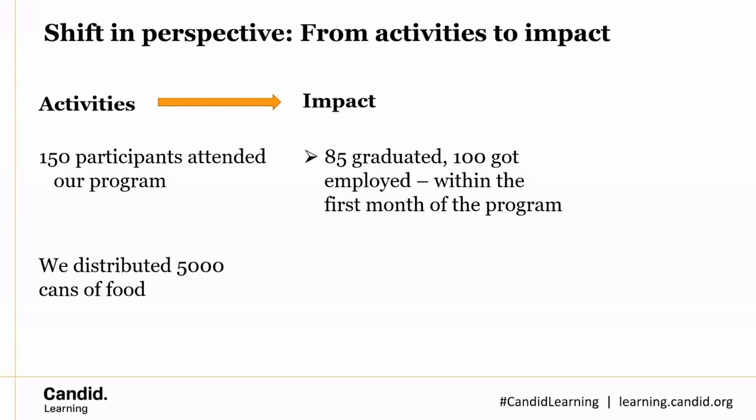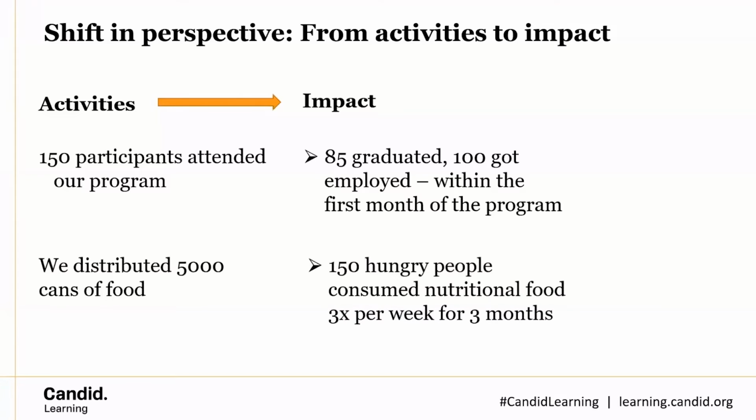In a second example, we distributed 5,000 cans of food. Again, that's nice, that's a lot of food, but what did you really want from that? You wanted 150 hungry people to consume nutritional food 3 times per week for 3 months. So what did we actually accomplish? What changed? What happened as a result of us having those folks come?